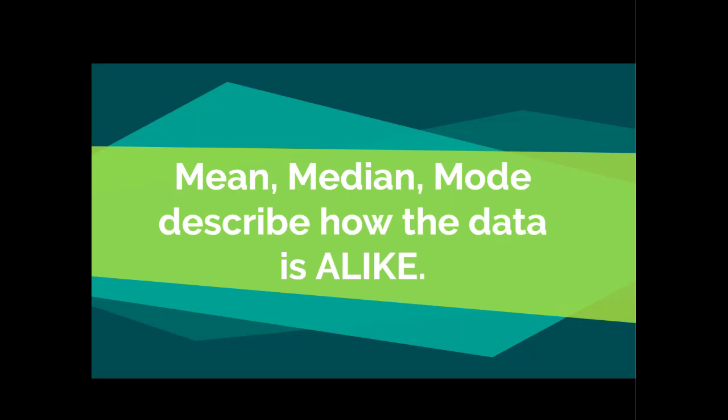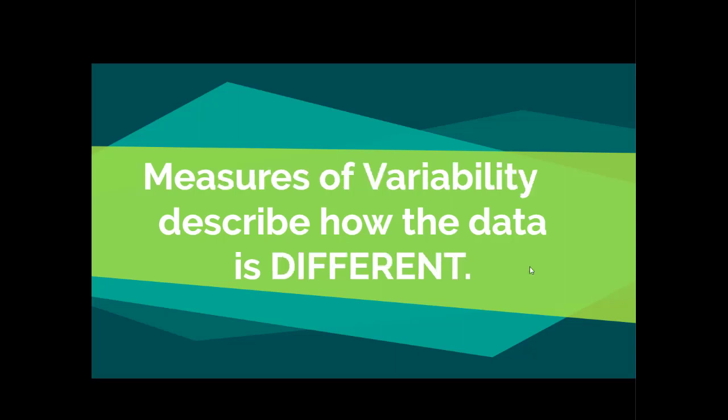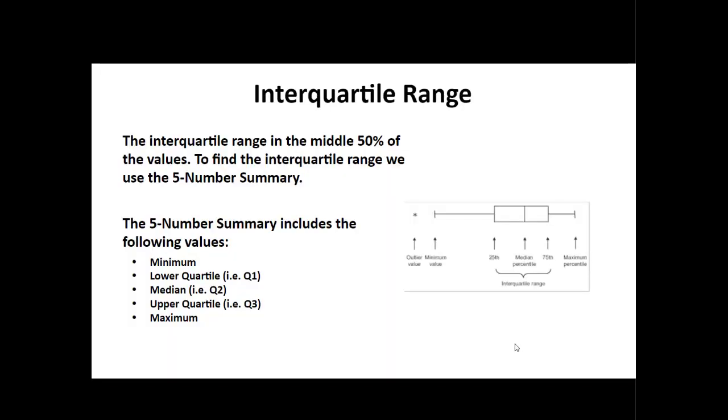First, this is a reminder that mean, median, and mode describe how the data is alike. Measures of variability are the opposite. They describe how the data is different. Let's look at the measures of variability, specifically the 5-number summary, how that is described visually using the box whisker plot, the significance of the spread between the min and the max, also called the range, and the spread between the first quartile and the third quartile, also called the interquartile range.